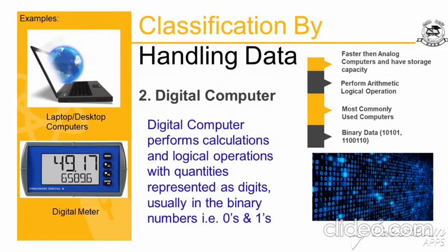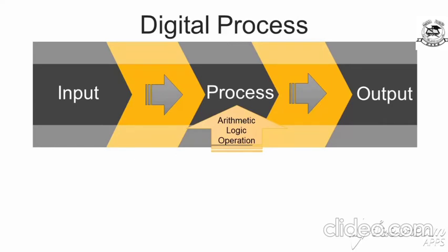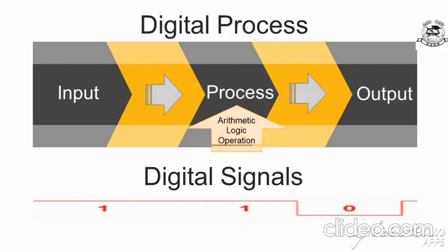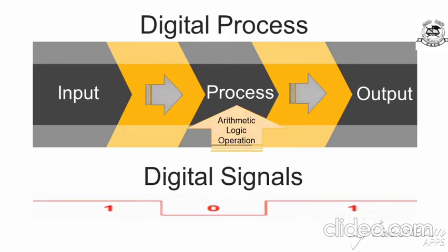Now let's see what makes digital computer superior than analog computer. Digital computer work faster than analog computers and they have storage capacity. They perform arithmetic and logical operations and they are most commonly used, which means they are affordable. Let's have a look at the digital process. Input, arithmetic operations, and then output. Digital signals are like these strings of 1 and zeros.